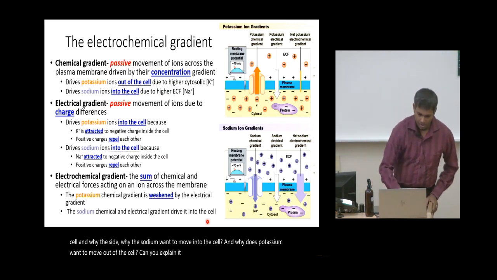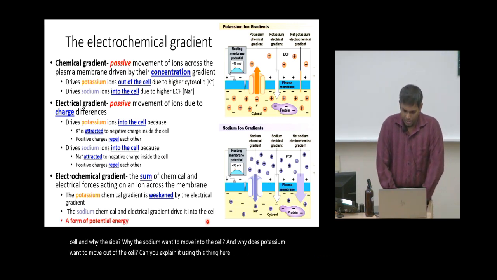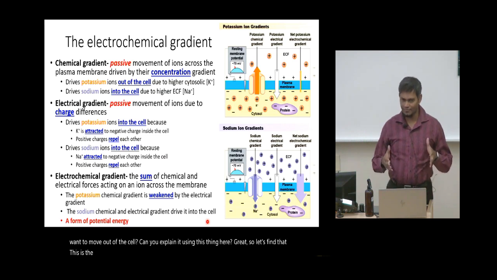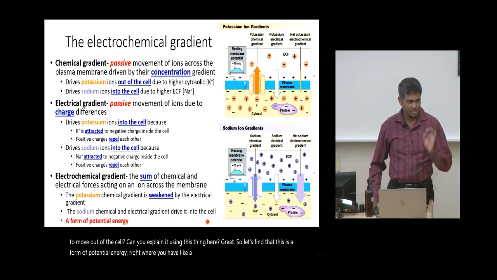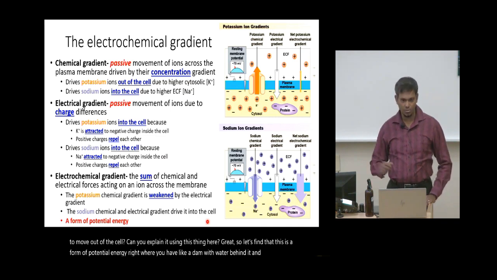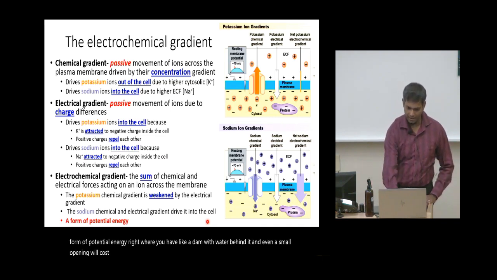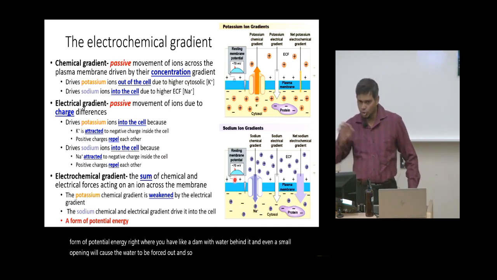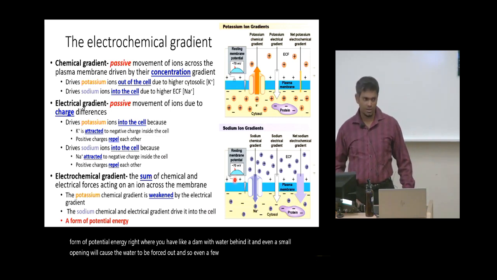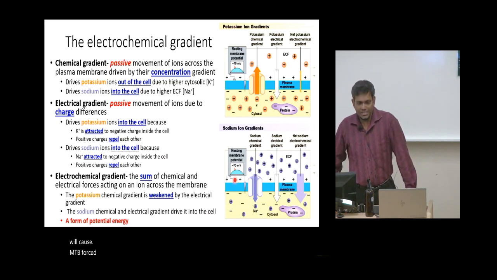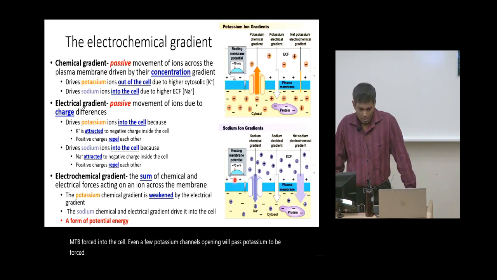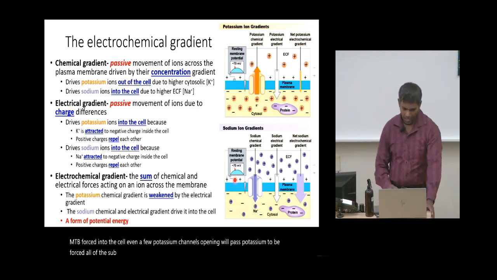Great. So we find that this is a form of potential energy, right? Where you have like a dam with water behind it, and even a small opening will cause the water to be forced out. And so even a few sodium channels opening will cause sodium to be forced into the cell. Even a few potassium channels opening will cause potassium to be forced out of the cell. Okay?